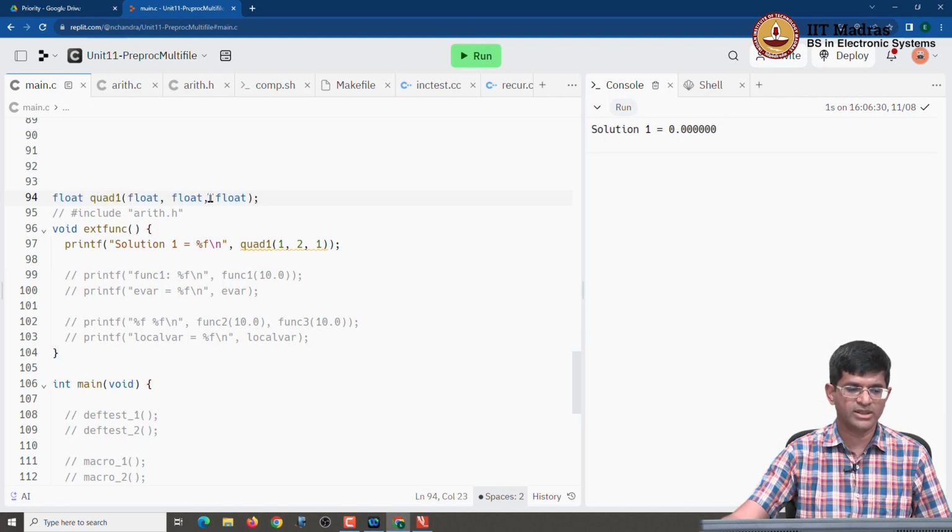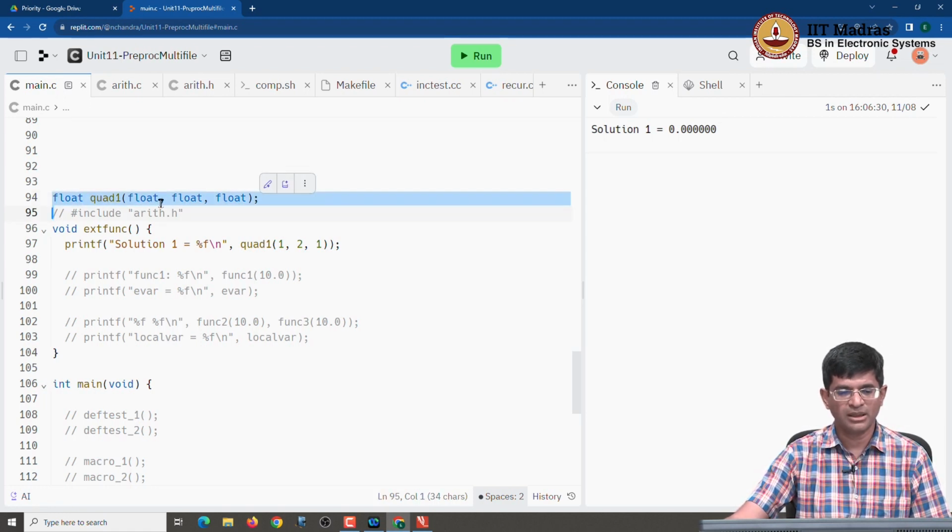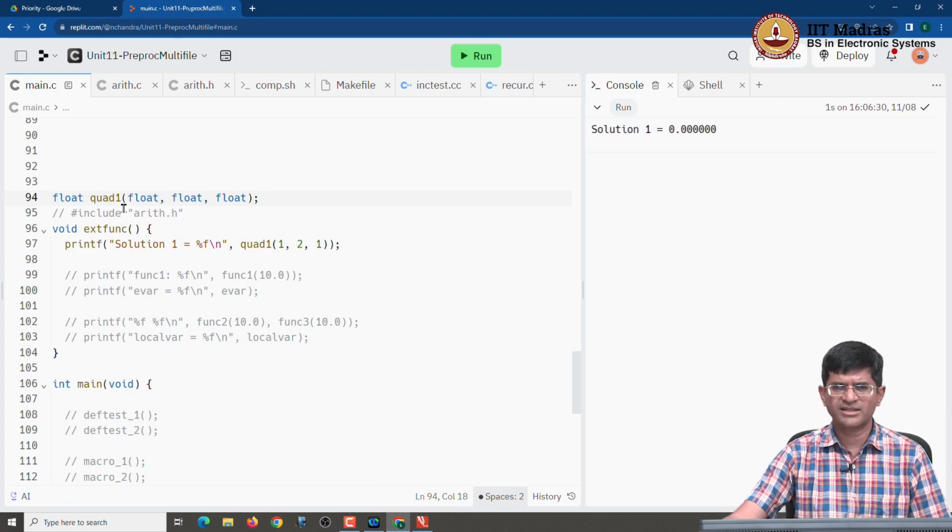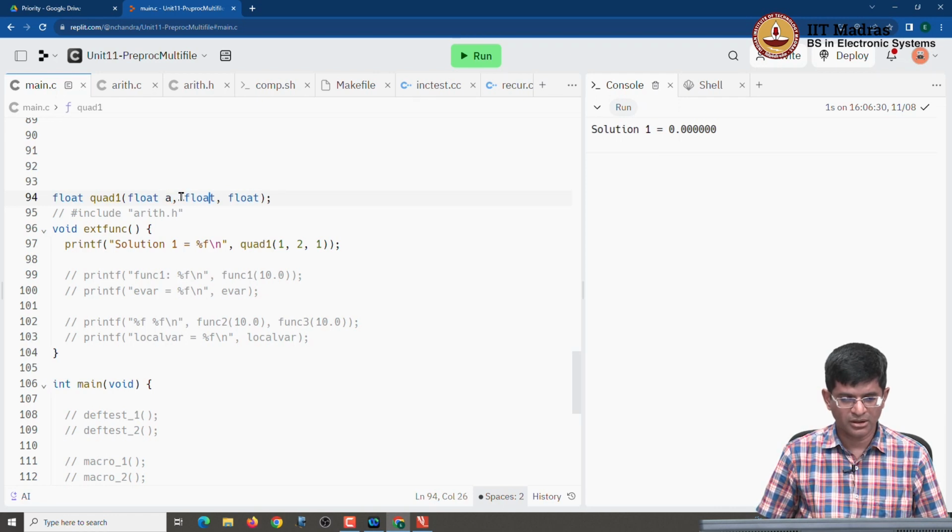Relatively simple. All that I do is go and comment out the function prototype that I have here. If you look at it, you will realize that this is just the bare minimum prototype. All it's saying is quad1 is a function that takes 3 floats as input. I'm not giving them names, I don't call them A, B, C, and it returns a float. I could also have written this as float A, float B, float C, and that's perfectly fine as well. The names A, B, C actually don't matter in this case. All that it cares about is the types of parameters that it's going to take.